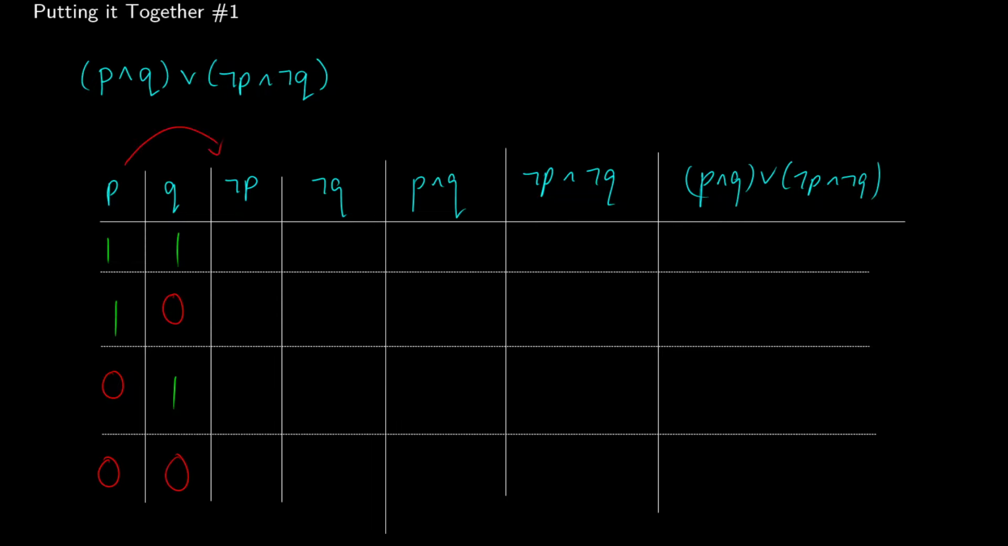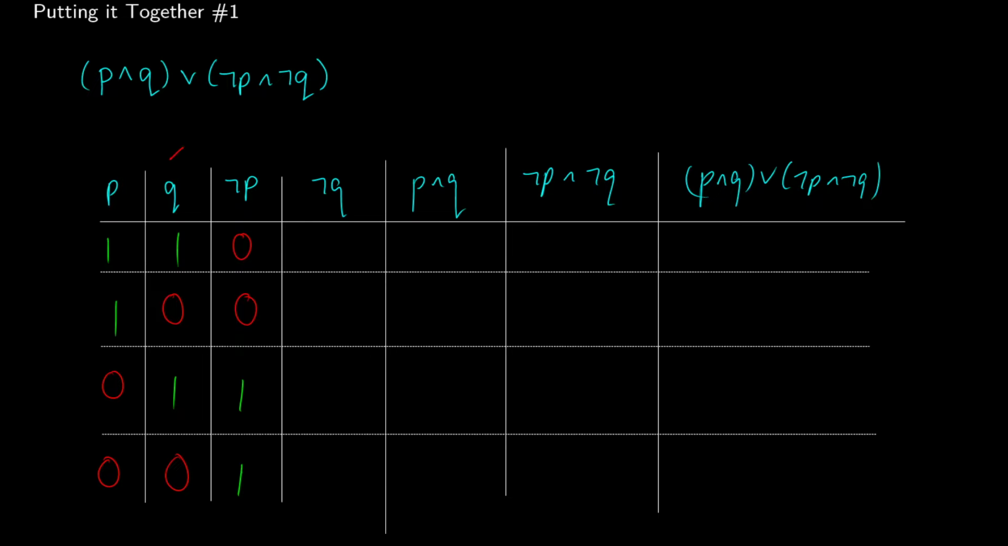So here we're doing not P. And remember, not P is the flipped version of P. So if P is true, that means not P is false. Same in the second row. In the third row, P is false, so not P is true. And in the fourth row, P is false, so not P is true. So this is the first one done.